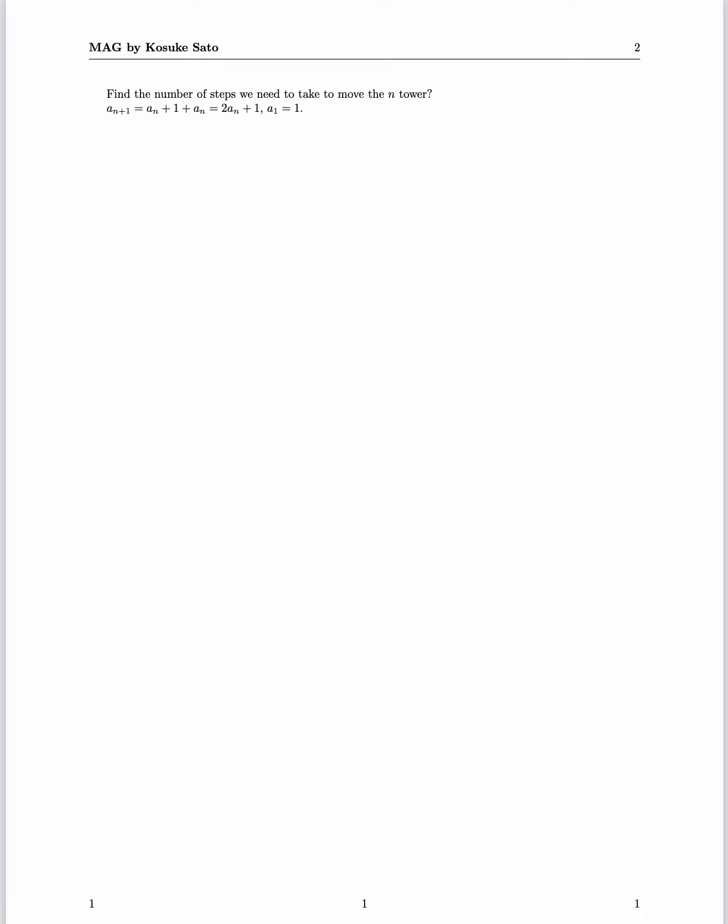Okay, we have the recursion and we have the base case. Now is the time to do induction. So first, let's take a look at what is a sub 2? Well, a sub 2 is equal to 2 times 1 plus 1, which is 3. And what about a sub 3? Well, a sub 3 is equal to 2 times 3 plus 1, which is 7. And what about a sub 4? Well, a sub 4 is equal to 2 times 7 plus 1, which is 15.